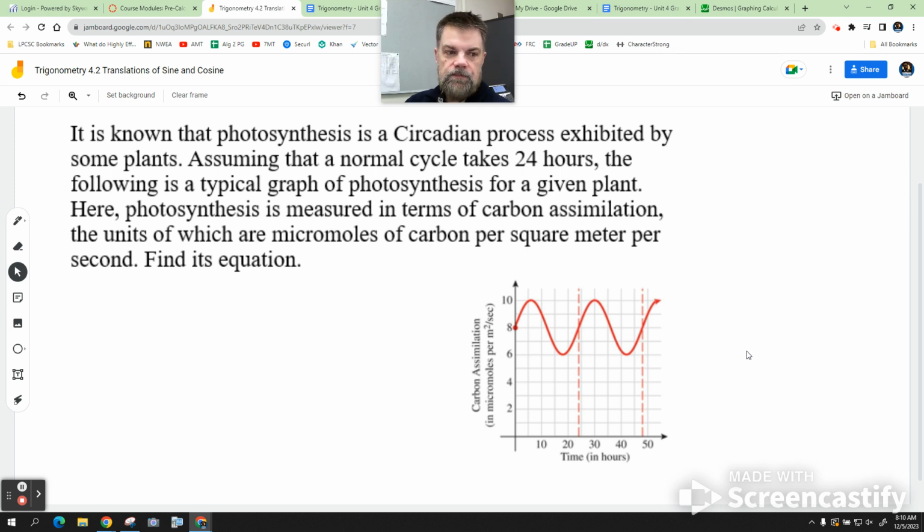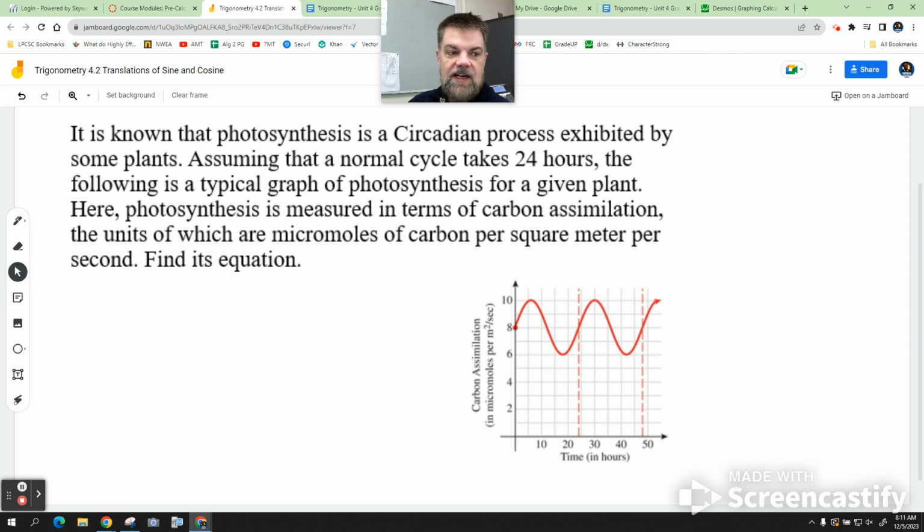So here's the photosynthesis that is measured in terms of carbon assimilation units, of which the micromoles of carbon per square meter per second. Find its equation. So the reason that we use cosine and sine is there's a lot of what we would call harmonic motion, or circular, or sometimes it's referred to as sinusoidal. They all mean it looks like a wave, okay? All those fancy words mean that there's a pattern that repeats. Periodic behavior is another term that they would use. So what we need to do is figure out the graph of this.